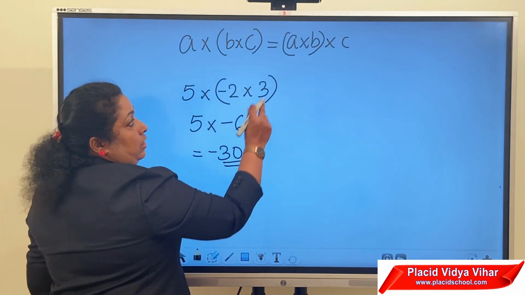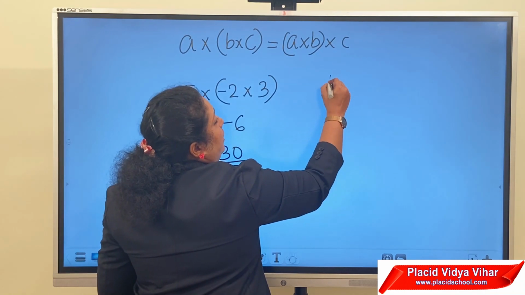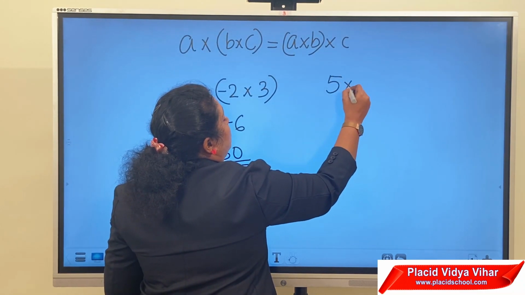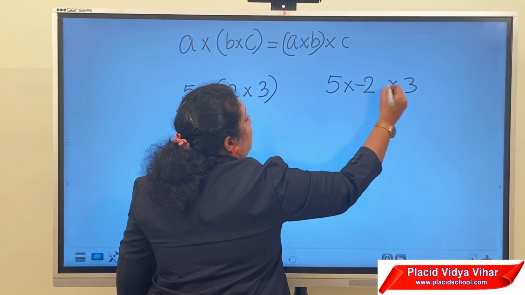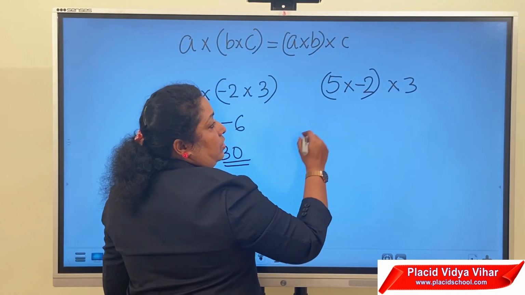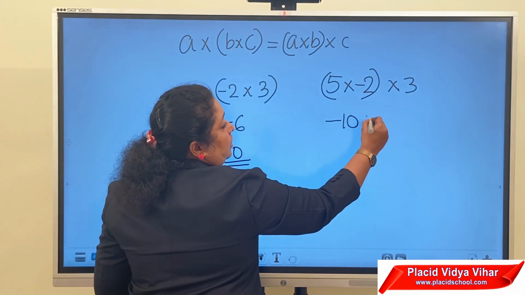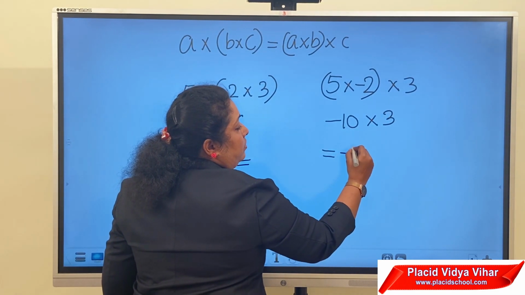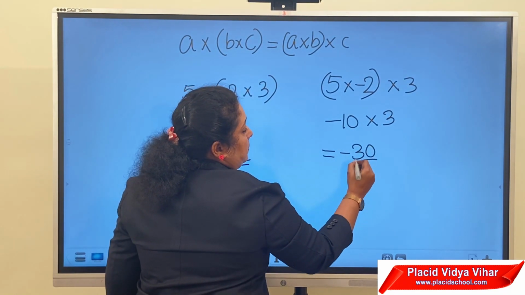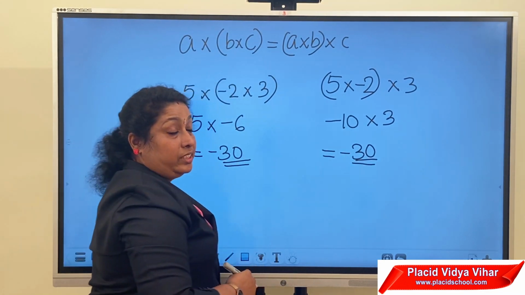Now, let us check for a into (b into c), same question. 5 into negative 2 into 3. Join these two first: negative 2 into 3 is negative 6. 5 into negative 6, it is negative 30. Here also negative 30, here also negative 30.